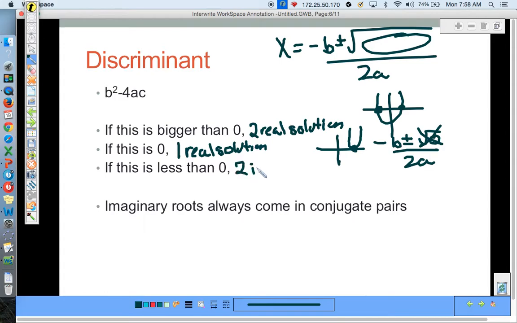If it's less than 0, we have 2 imaginary. And we're not going to get too far into those imaginary ones, but they always come in what's called conjugate pairs, like 2 minus 3i and 2 plus 3i. It always comes with that minus and plus.